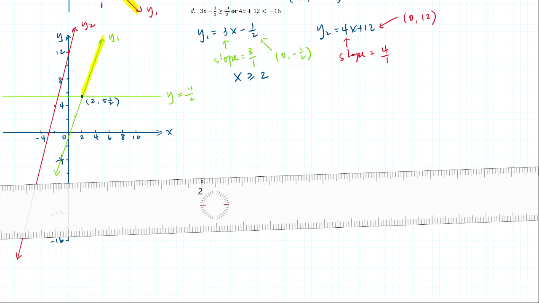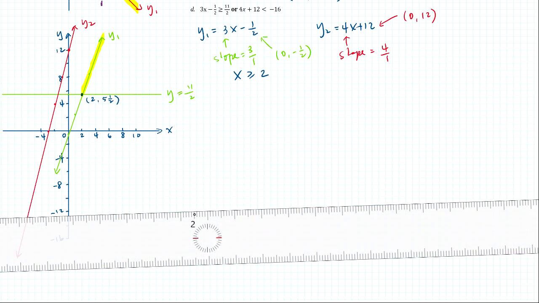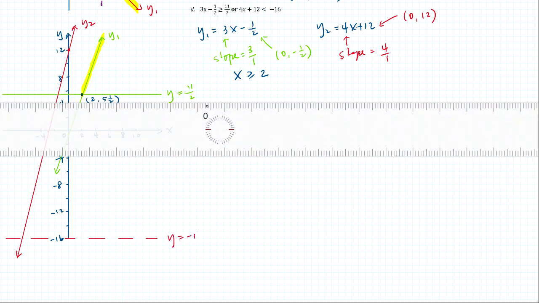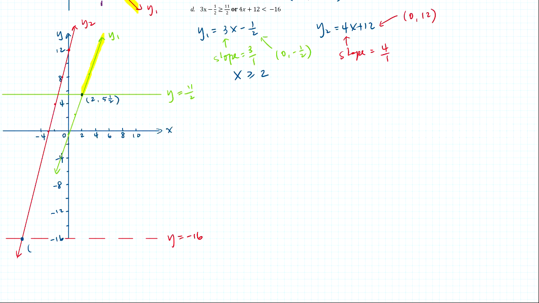And we would get the restriction related to negative 16. And it's not including negative 16, so we would use a dotted line. So I have y equals negative 16 over here. And to find the intersection, we can see it's right over here. And if we want to find the exact intersection, we would get this point. If we line it up, it's right over here, which would be (-7, -16).